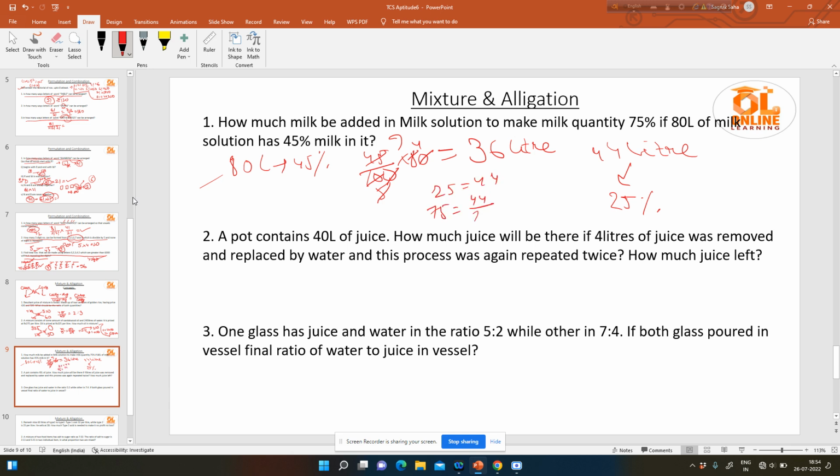It would be 44 by 25 into 75. That would be 44 into 3, which is 132. So we have 36 liters from the first only. So how much more do we have to add? We have to add 132 minus 36. That would be 96 liters more.